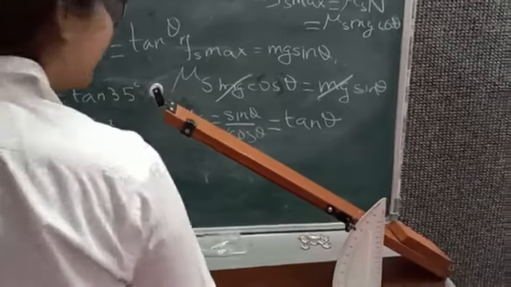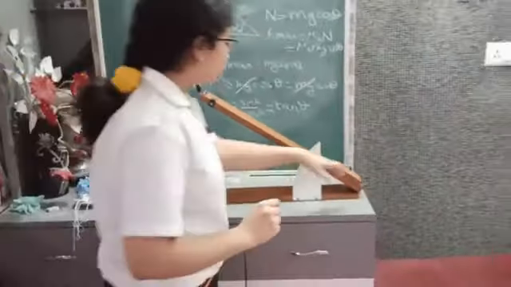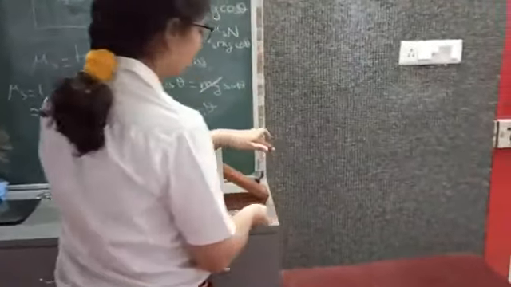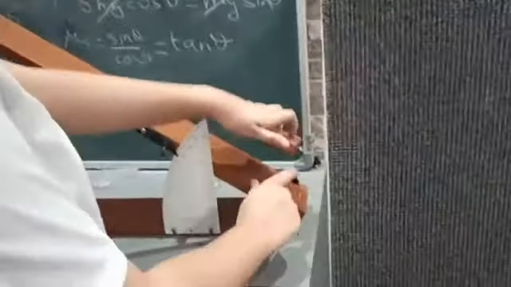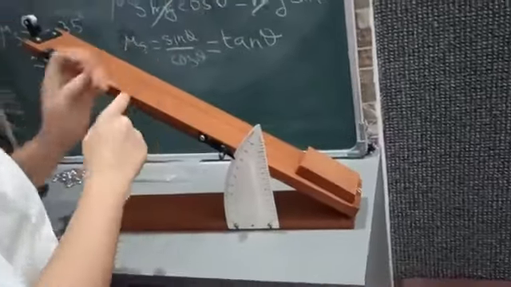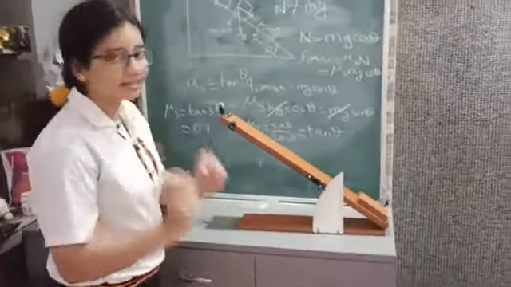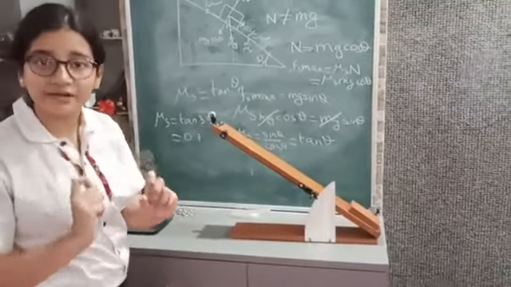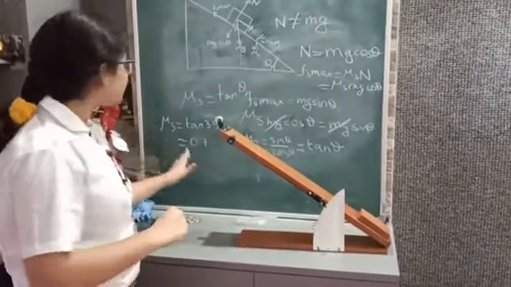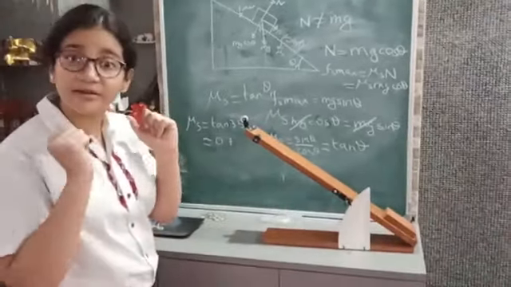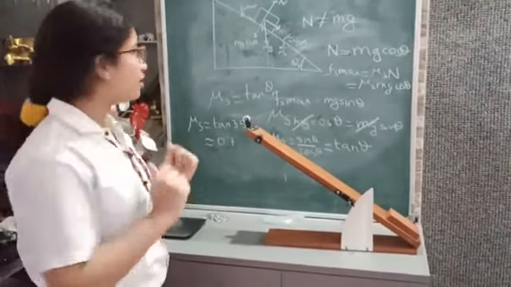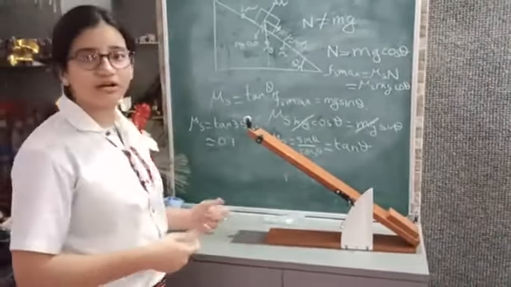So from the earlier experiment, we found that the coefficient of static friction between this green surface and this wooden board is 0.7, and from doing this, mu is equal to tan theta, we also found that it is 0.7. So it means that this is correct and that the earlier experiment was also correct. So I hope you like this part. Now let's get on to the next part.